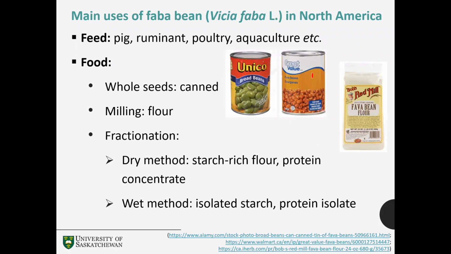As one of the main pulse crops, faba bean has been used in the market in North America for a long time. Nowadays, one of the main ways to use faba bean is still in the feed industry. Different forms of the faba bean, including whole seed, meal, and the starch and the protein fractions after air classification, have been used for feed formulation. And the feed products have been fed to pig, ruminant animal, poultry, and fish.